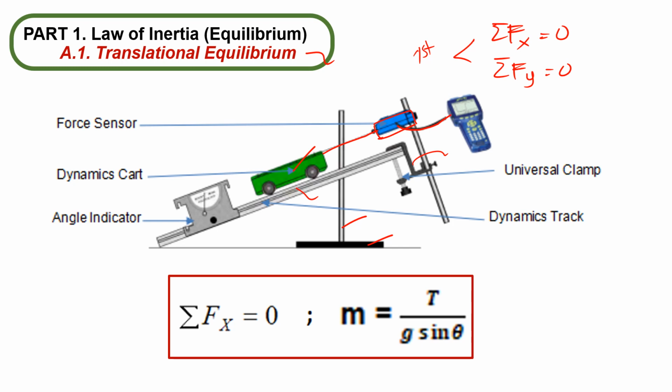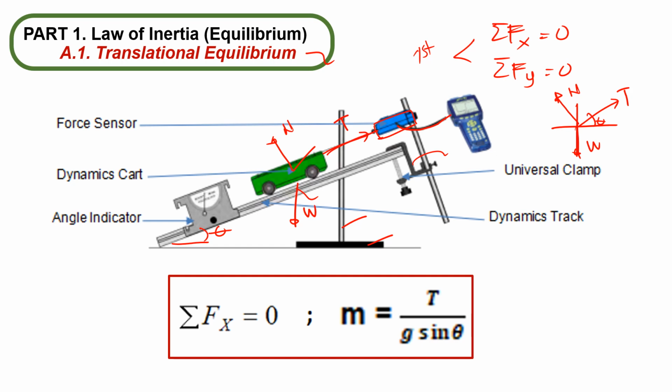The target here is to compute for the mass of the cart, which is equal to tension divided by g sine theta. We need to identify all the forces acting on the cart. Based on that, we have the normal force, which is the force perpendicular to the surface. Also we have the weight of the cart, and attached to the force sensor, of course, we have the string, so there's a tension here. We're going to draw this in a free body diagram. The tension will be in this direction, and we have to measure the angle also. The normal force is perpendicular, so we have here the normal force and the weight of the cart.